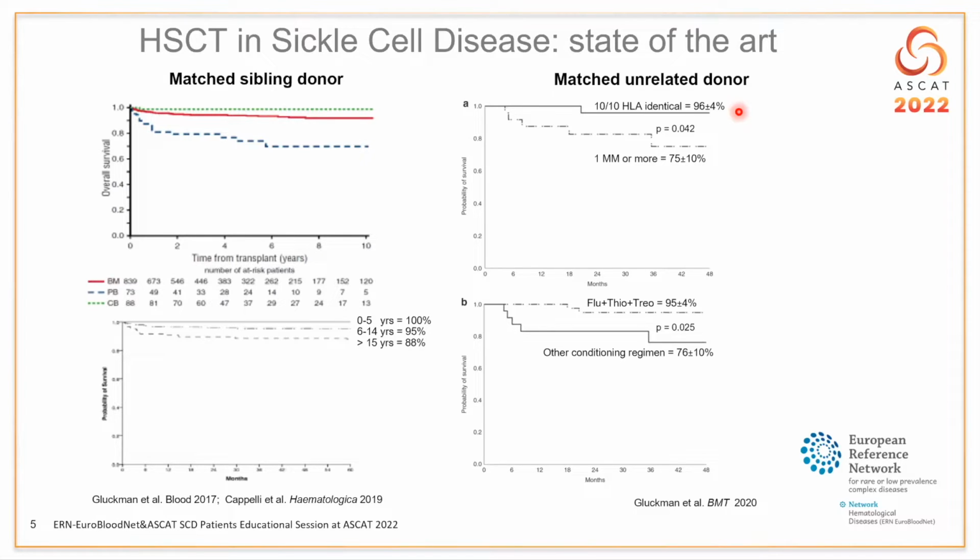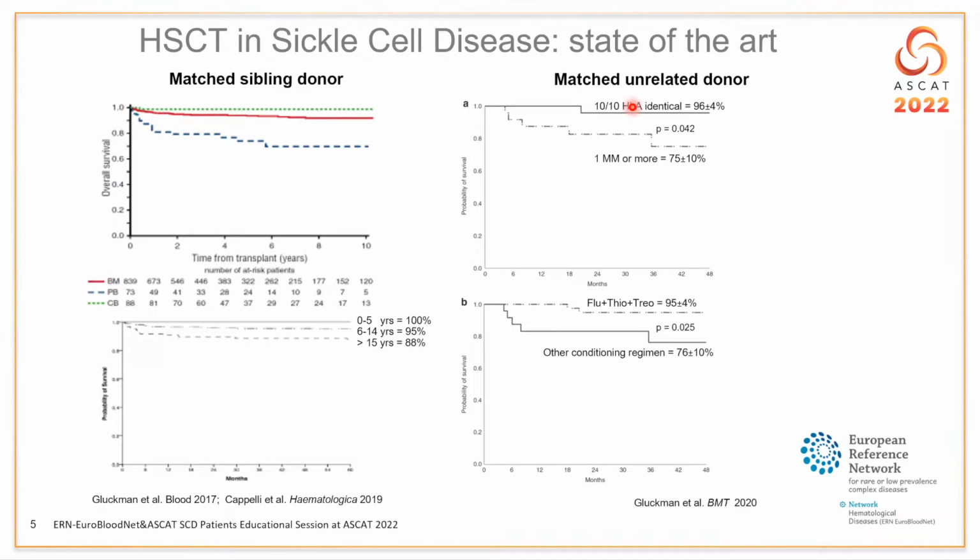As you can see, if you have a donor that is 100% compatible, 10 out of 10 HLA antigens identical, we have a probability of survival in the order of more than 95%. But the probability of survival decreases if we have a donor that is not 100% compatible.